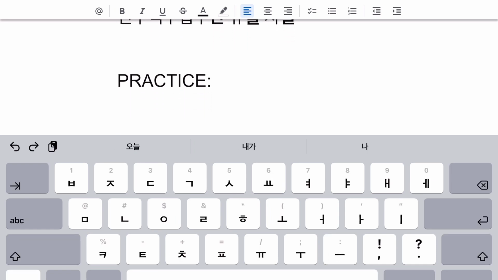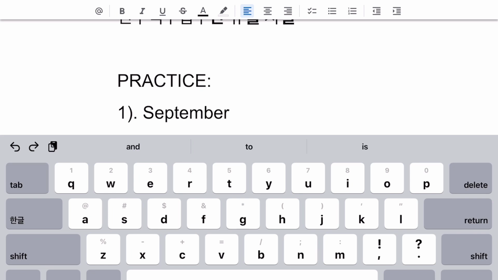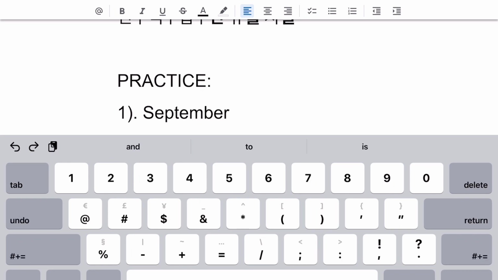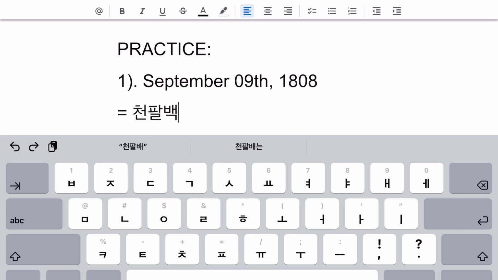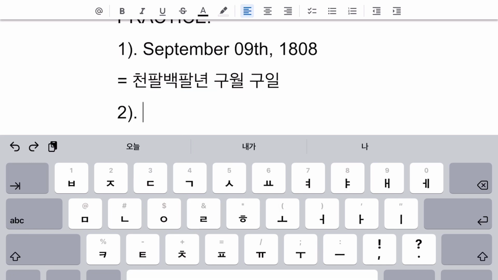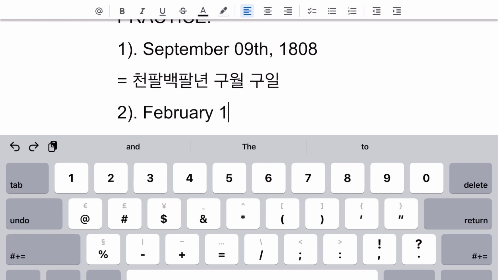Okay, now I'm gonna put some here for you, and you can say it out loud or you can write it on the doc. The first date I want you to make, I'm gonna write it in the US order, maybe just to make it a bit harder. Right? September 9th. Let's do 1808. So I guess it's 1808년 9월 9일. Yeah, good. Perfect. 1808년 9월 9일.